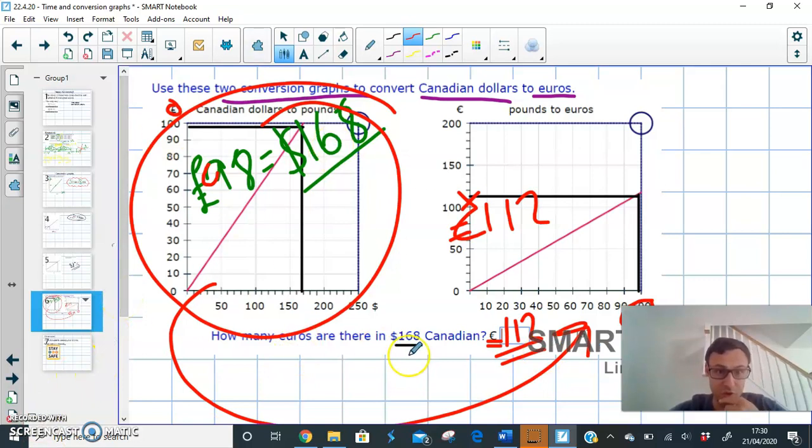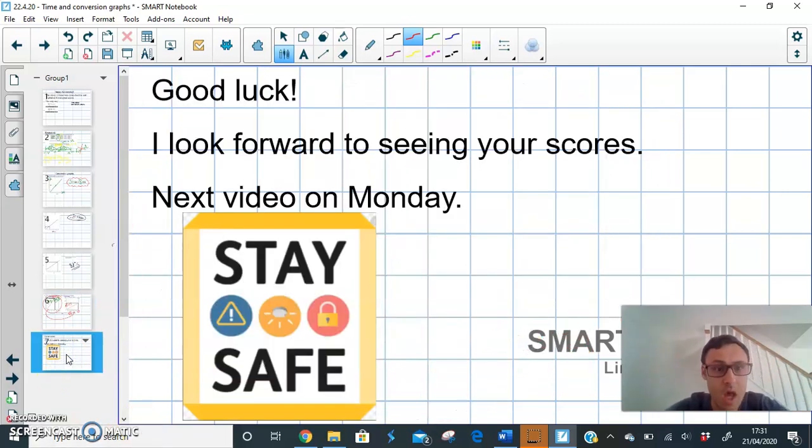Question one of the conversion graphs on My Maths is, I think, 20 questions that you just quickly do. Question two is just one question like this. Okay, good luck. I look forward to seeing your scores.